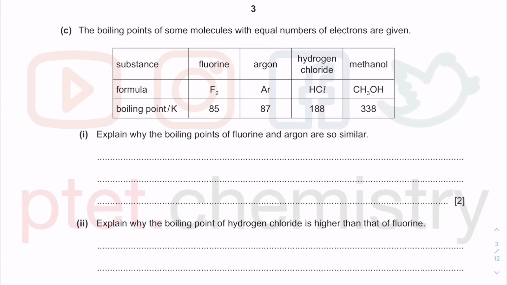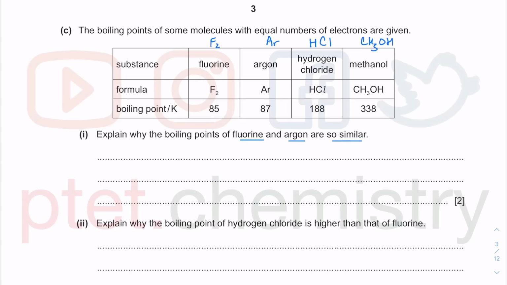Question part C, we're given a bunch of molecules here as well as atoms. So this is F2. Argon exists as a single atom, as they are noble gases. They don't form any covalent bond at all. HCl is a gas until you dissolve it in the water. Then it becomes a mixture, which is hydrochloric acid. So HCl is not hydrochloric acid when it is a gas, when it is pure. Methanol, CH3OH. Now explain why the boiling points of fluorine and argon are so similar.